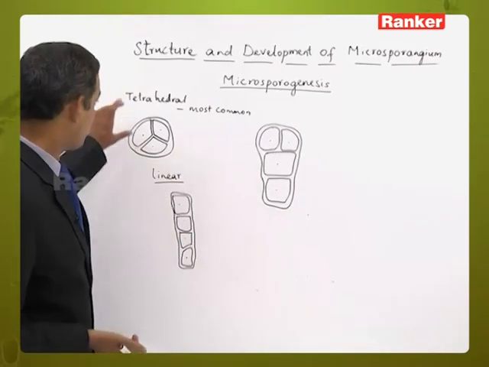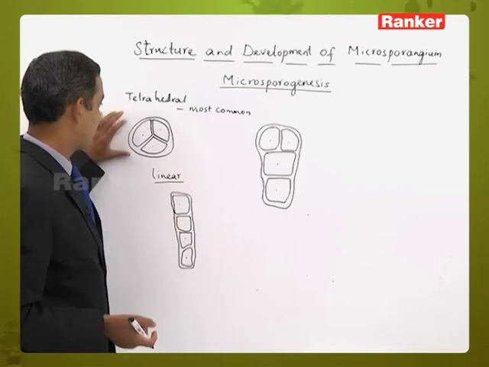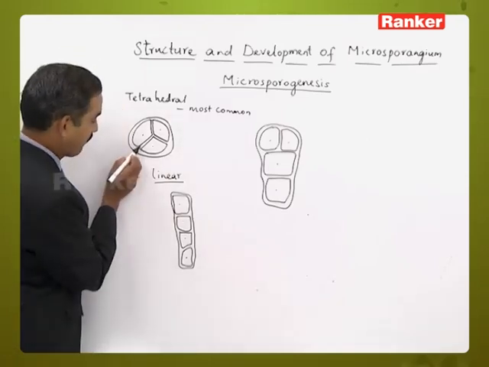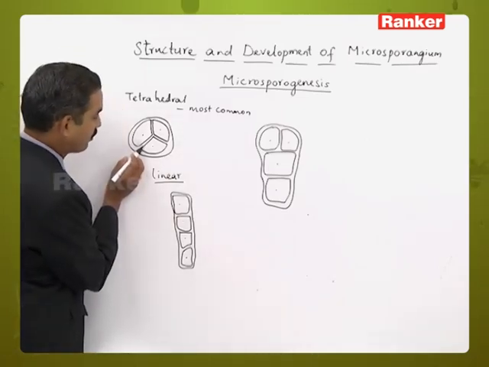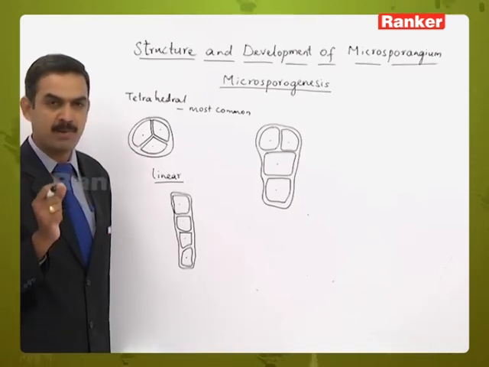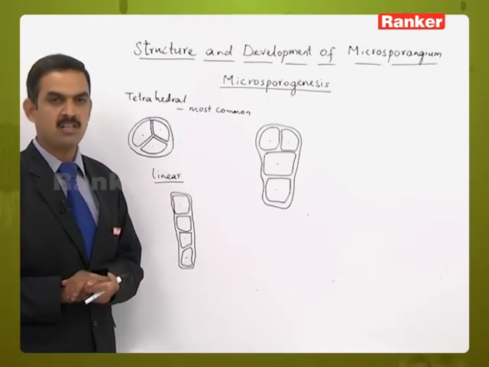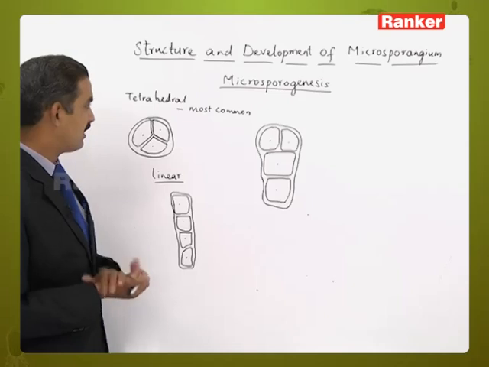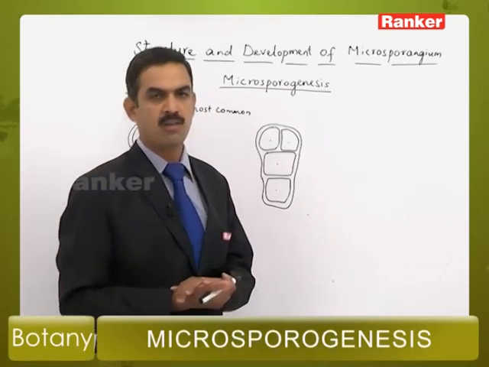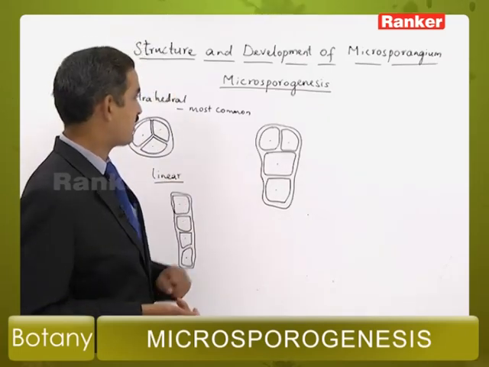Out of these, the most common is tetrahedral, where the 4 cells are arranged in this manner. And of course here, between the 2 microspores, this part we call the callose wall, which is helping in holding the microspores as a single unit. So these are the shapes which have been formed based on the arrangement of the microspores here. Then let's come to the next part of this.